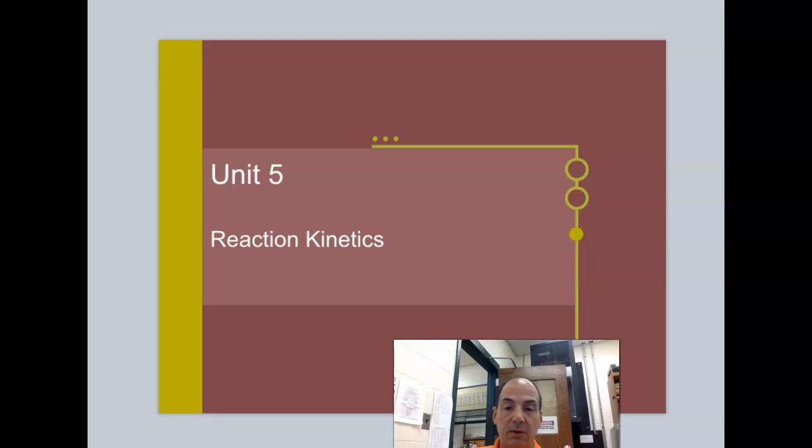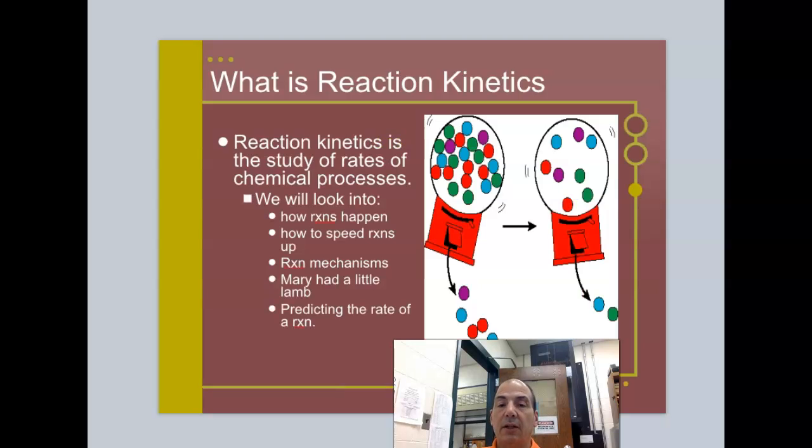When we talk about reaction kinetics, we're filling in the gap between reactants and products, okay? Up until now, we've said, all right, we start with reactants, we end with products, but we never said how we go from reactants to products. So that's what kinetics is all about. It's about how we get from those reactants to the products, what's going on in between A and B, okay?